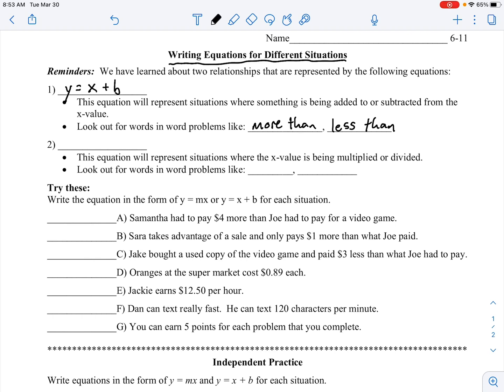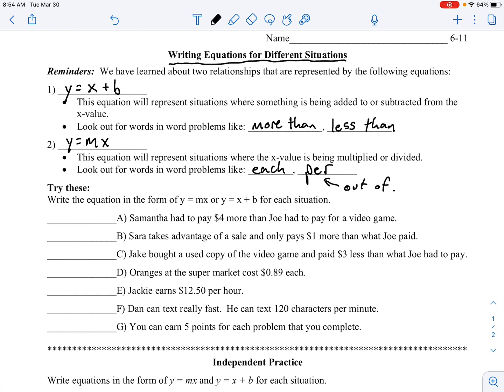And then the second one we've been going over was multiplicative. This equation will represent situations where the x value is being multiplied or divided. This is the y equals m times x format, where m is the slope, or whatever we are multiplying or dividing our x value by. Same thing as with the additive relationship, divide is being included in that because all division is multiplying by the reciprocal. Flipping that fraction and multiplying it is the same as dividing. So we are going to be looking out for words in problems such as each or per. Remember that per word means out of, or that's an indication of division.